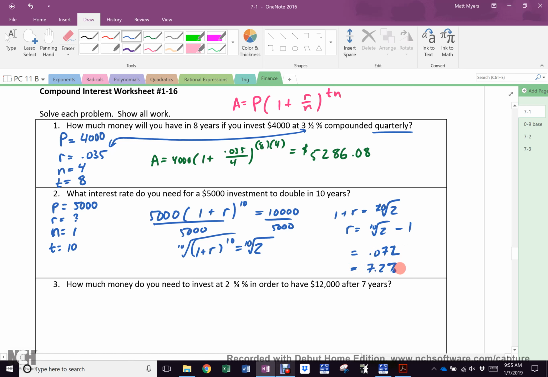Everybody cool? So if I needed $10,000 10 years from now, if I could find a 7.2% interest rate, I would need $5,000 to invest. That is a different case for that calculator. Yeah? Yeah. What's next?